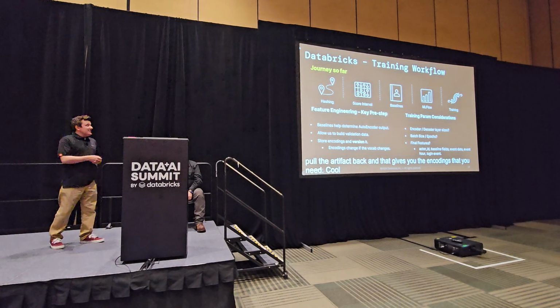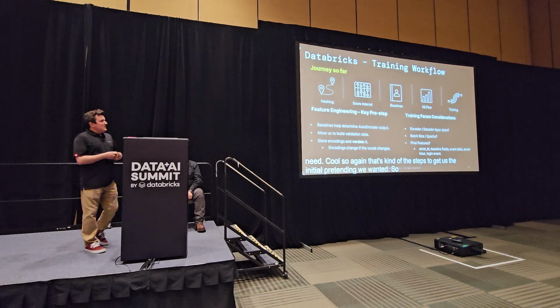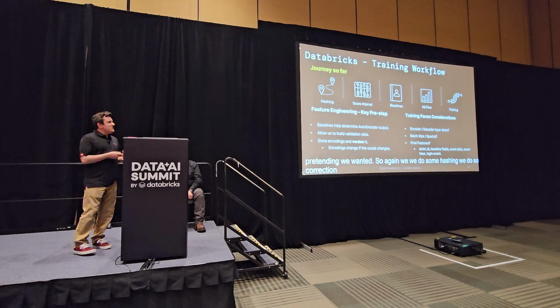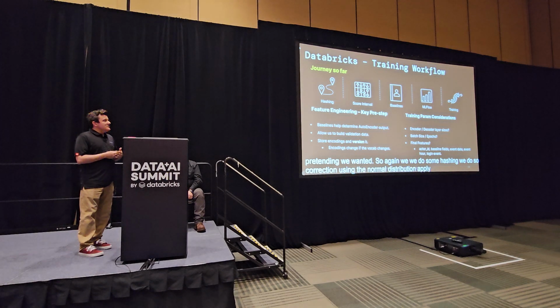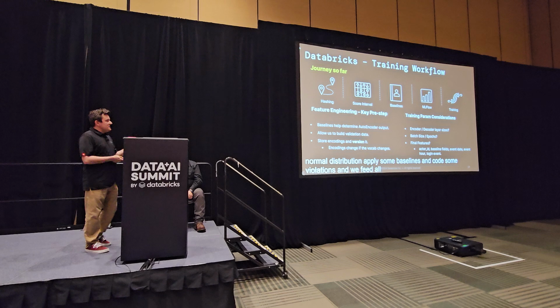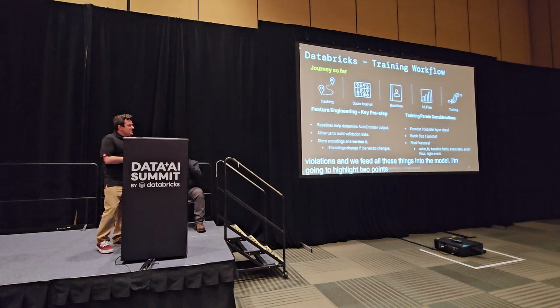Cool. So again, that's kind of the steps to get us the initial pre-training we wanted. So again, we do some hashing, we do some correction using the normal distribution, apply some baselines, encode some violations, and we feed all these things into the model. I'm going to highlight 2 points, and then I'll hand it to Jericho.